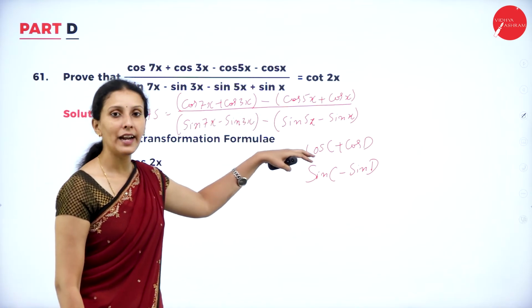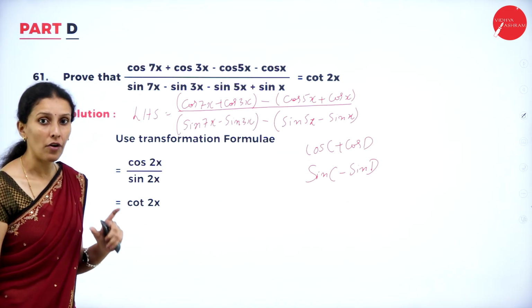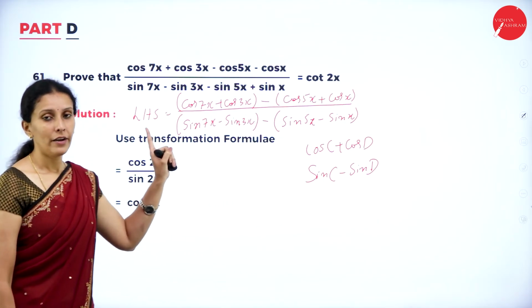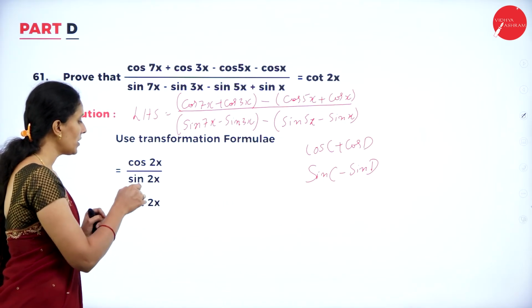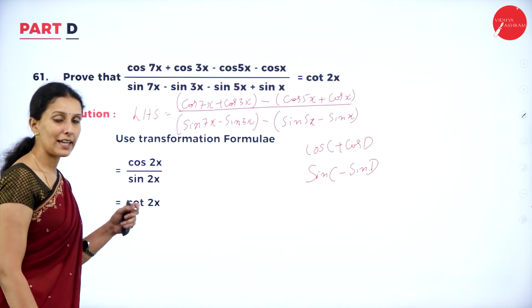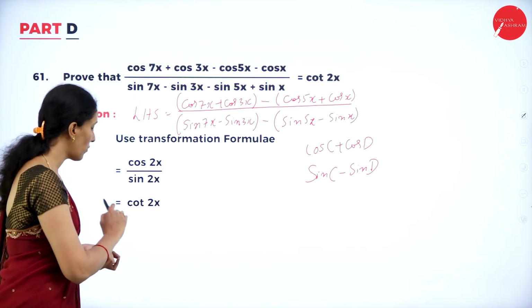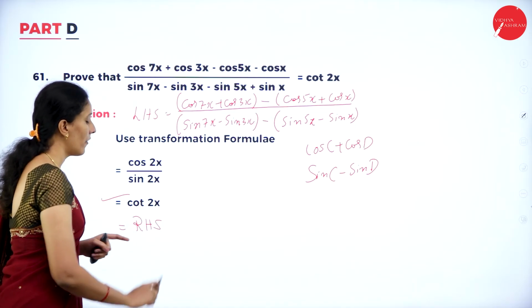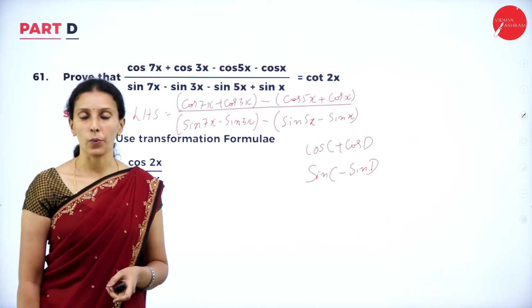After substituting and evaluating with the help of the formula, you have to write those steps as well as the formula required here. Once you get it in the form of cos by sin, that is nothing but cot. Hence we will conclude it is equal to cos 2x. That is, it is equal to the right hand side of the given equation.